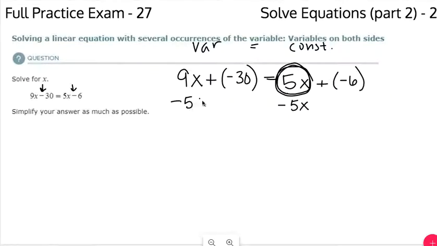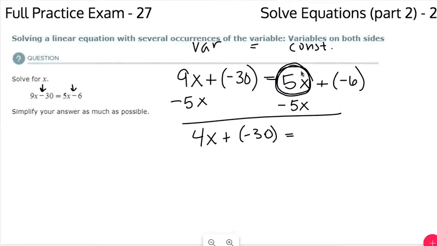They work just like numbers. If this was 5, I would use a negative 5, or subtract 5, right? So if I have a 5x I have to get rid of, I use negative 5x. So on the left I get 9x minus 5x is 4x plus negative 30 equals, those cancel, and I have negative 6.